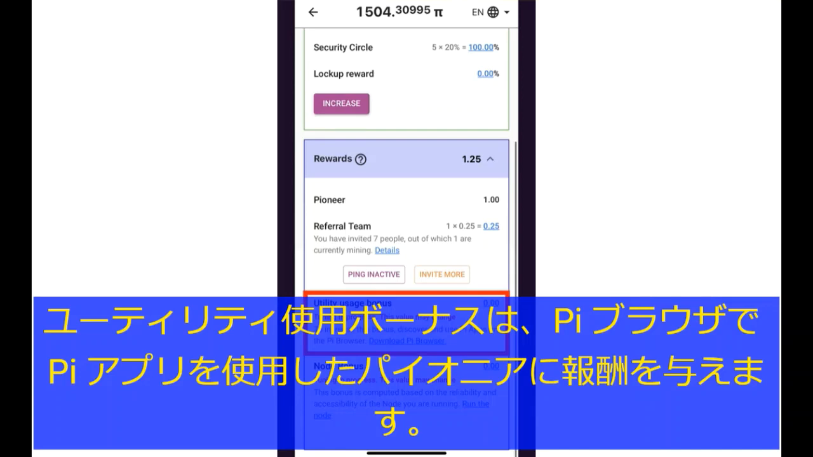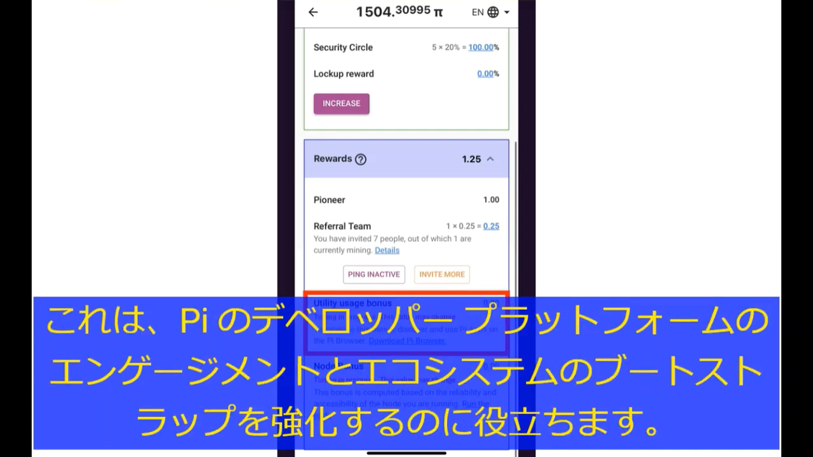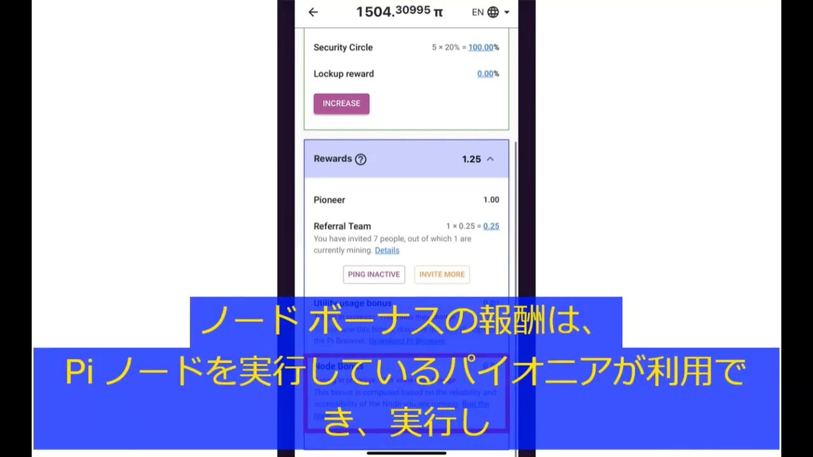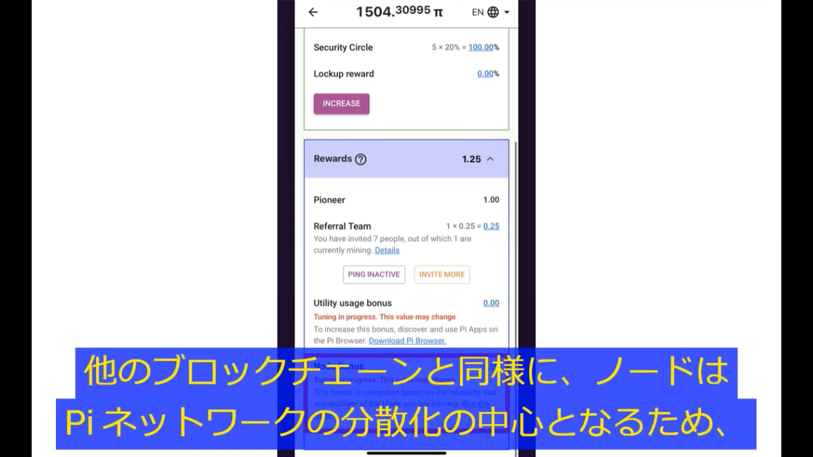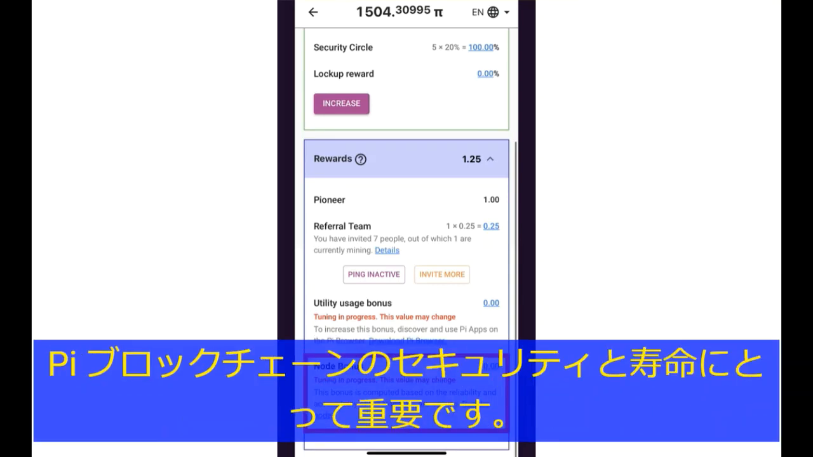The utility usage bonus rewards pioneers for using Pi apps on the Pi browser. This helps increase engagement and ecosystem bootstrapping for Pi's developer platform. The node bonus rewards are available to pioneers running the Pi node and are computed based on the reliability, accessibility, and computing power of the node you are running. Like on any blockchain, nodes are at the heart of the decentralization of Pi Network and are thus critical to the security and longevity of the Pi blockchain.